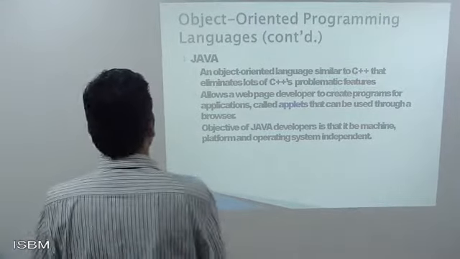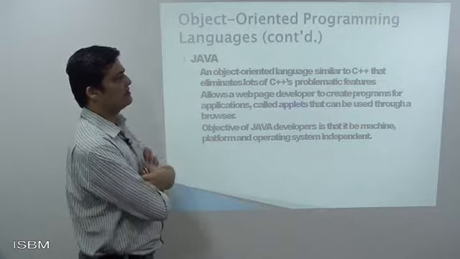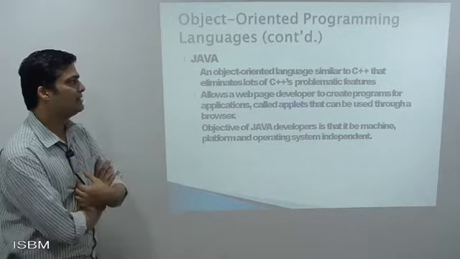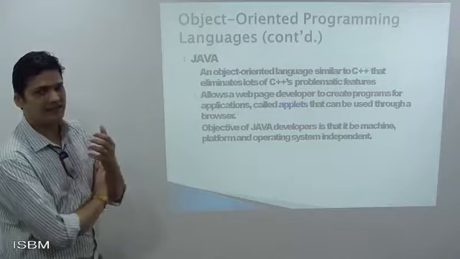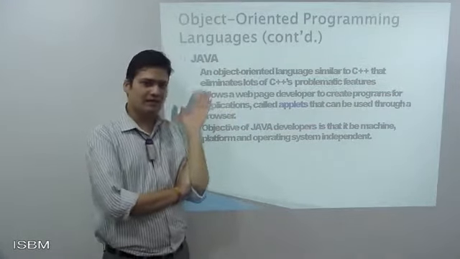Then we come to Java, which is the latest one, an object-oriented language similar to C++ that eliminates a lot of the problematic features available in C++. Those have been removed, and Java has come.